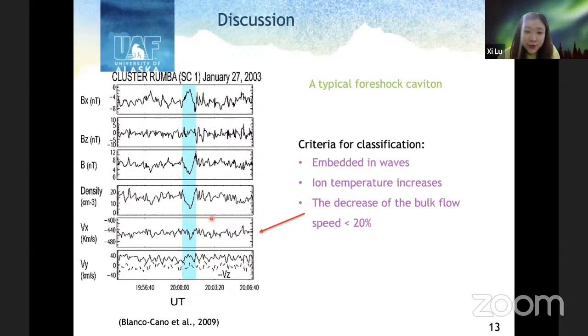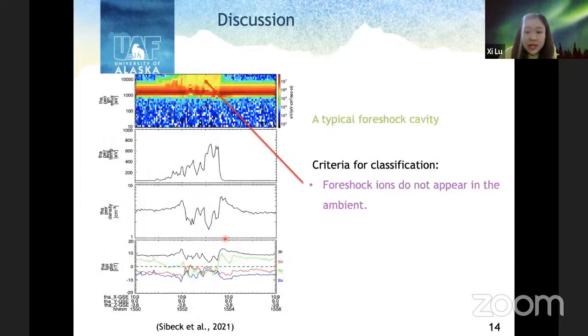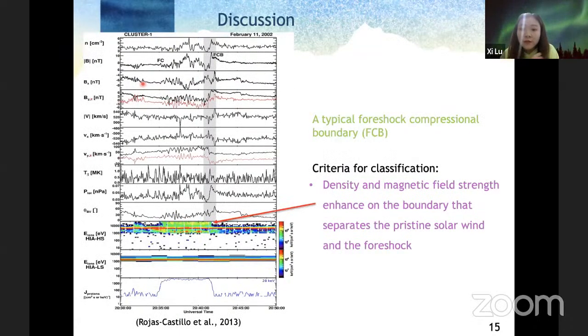Foreshock cavity is a structure embedded in waves without a significant flow deflection. And foreshock cavity is formed due to the foreshock ions, and the foreshock ions do not appear in the ambient. Foreshock compressional boundary is a boundary that separates the pristine solar wind and the region filled with foreshock ions.